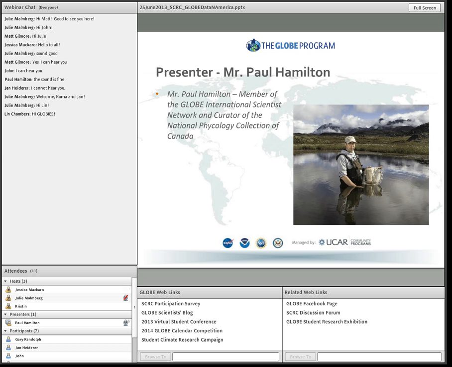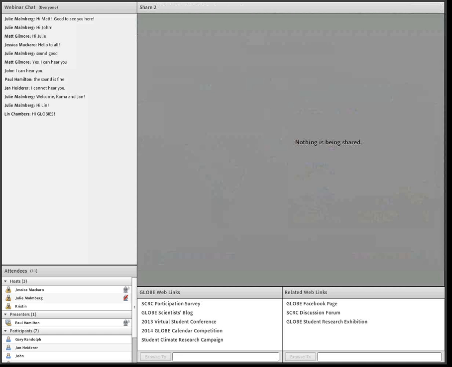The collection that he works on began officially in 1996, but the first specimen was collected in 1882. So this is a very long-standing collection that they have there. And to date, the collection has over 84,000 samples. So it's a great pleasure for me to welcome Paul Hamilton, and he will take over and show Globe in North America. So go ahead and take it away.